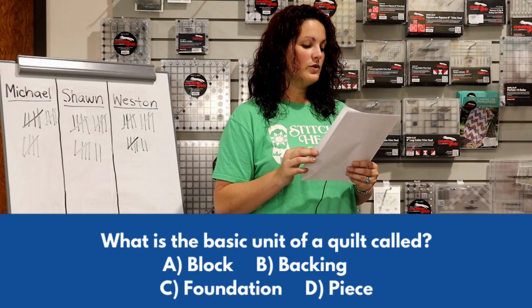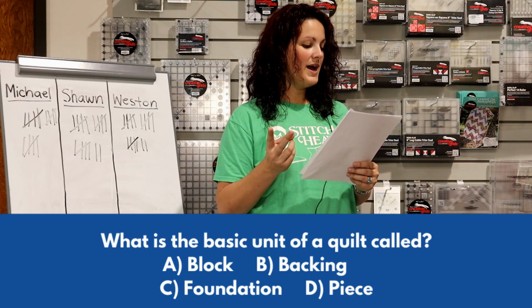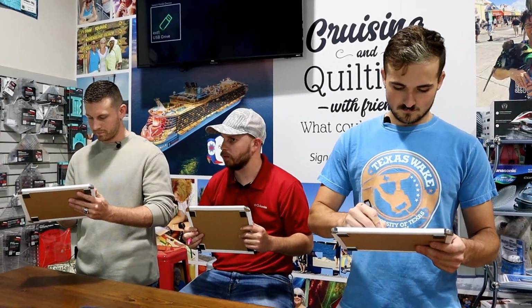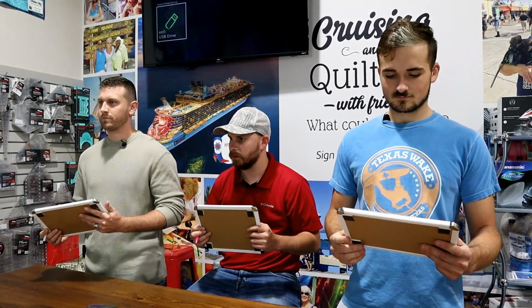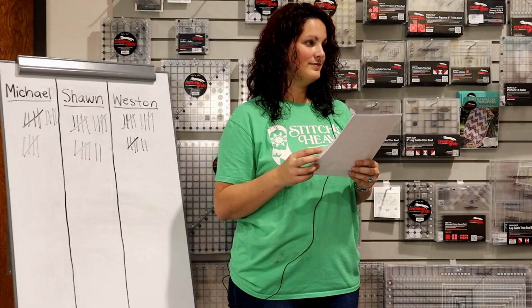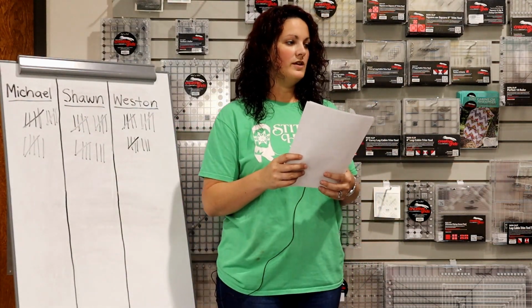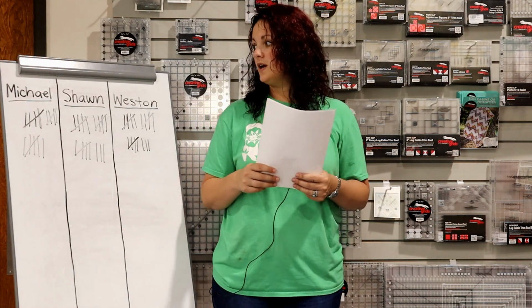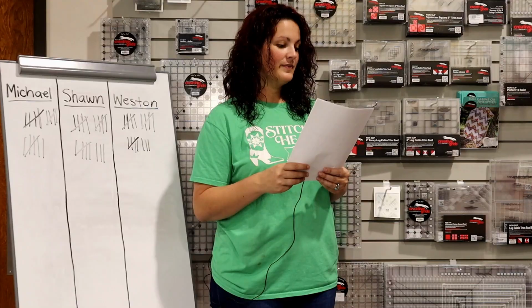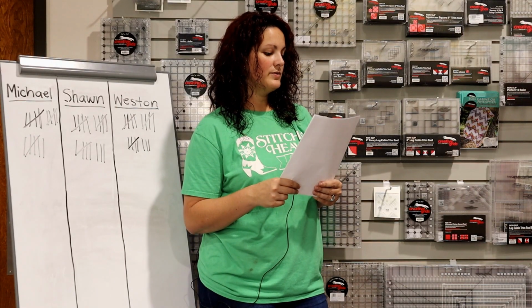What is the basic unit of a quilt called? Block, backing, foundation, or piece? You're right. Okay, this last one, I'm not giving you any multiple choices. Sean and Weston are tied. So no one's winning. Do I have a chance to win? No. Let's make this one more full. One left. So 4 points for this one? Let's do it. Sure, why not? 4 points for this one.